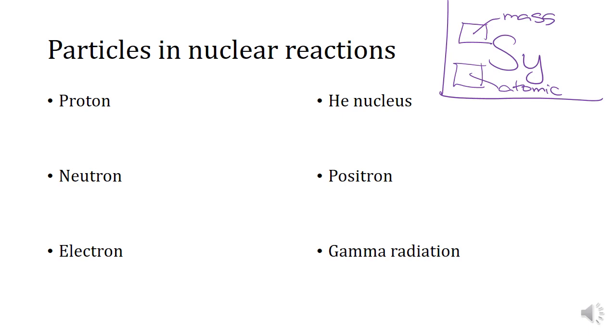So for a proton, it has an atomic number of 1, because remember, atomic number is the number of protons, and it has a mass number of 1. For a neutron, it has a mass number of 1 and an atomic number of 0. An electron, which is an e-, for reasons that will shortly become apparent, has an atomic number of -1 and a mass number of 0.